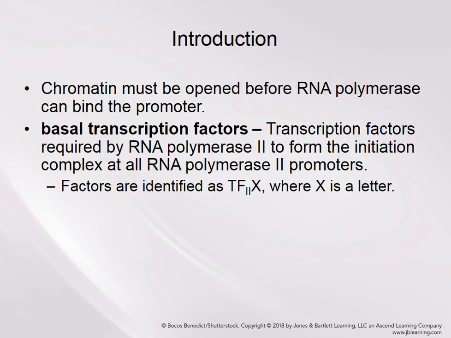Now let's look at chapter number 18, and we're going to look at how some of these similar processes take place really in eukaryotes. Now in eukaryotes, we have the DNA. It's a lot more packaged, and it's much more tightly condensed. So obviously the chromatin has to be opened up before the polymerase can bind to the promoter. There are a number of transcription factors that are required for RNA polymerase to form that initiation complex, and these factors are called transcription factor 2, for example, for RNA polymerase, and X. And as you'll see, the X can be different letters.